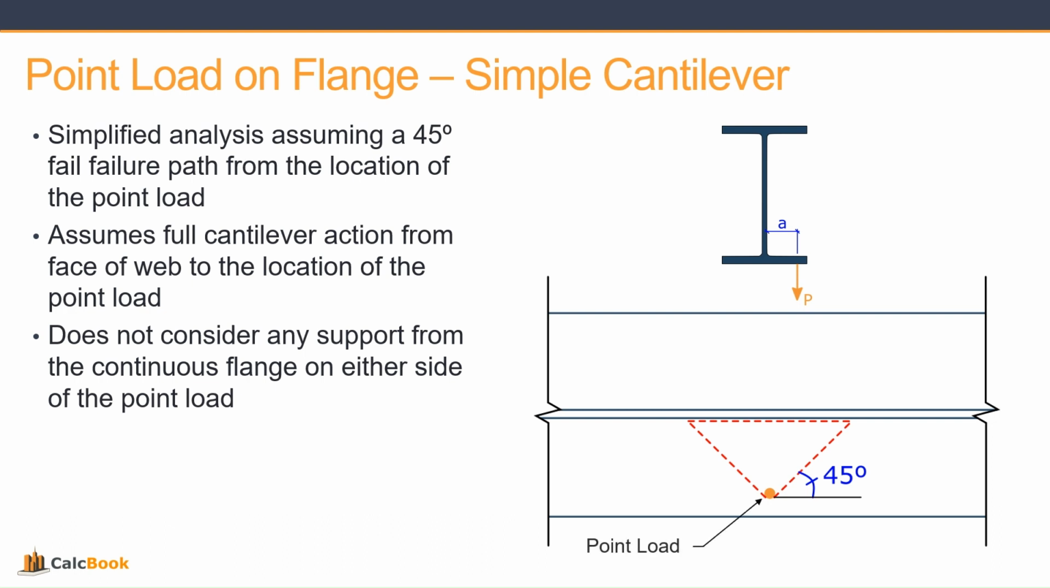So again, we've got our point load here, that orange dot. We've got our failure path of 45 degrees back to the web. And then this is going to be our effective bending section when we take a look at it in cantilever action.